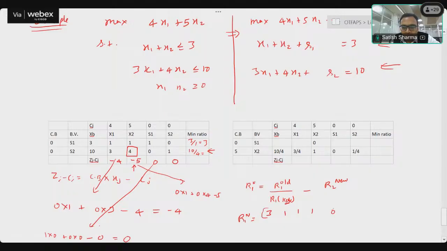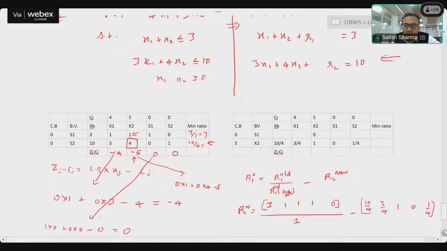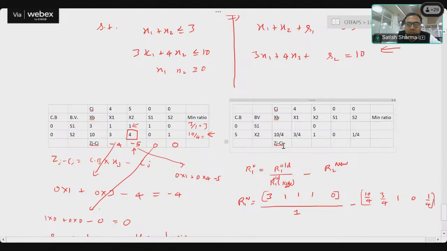So this vector was the R1 old divided by the key element, which in the old one was 1, minus R2 new. R2 new is 10 by 4, 3 by 4, 1, 0 and 1 by 4. And if you do this calculation, you will get the new value of R1. So this is 10 minus 3, 12, 2 by 4, 2 by 4. Then I will get 1 by 4, 0, and then 1 and minus 1 by 4.